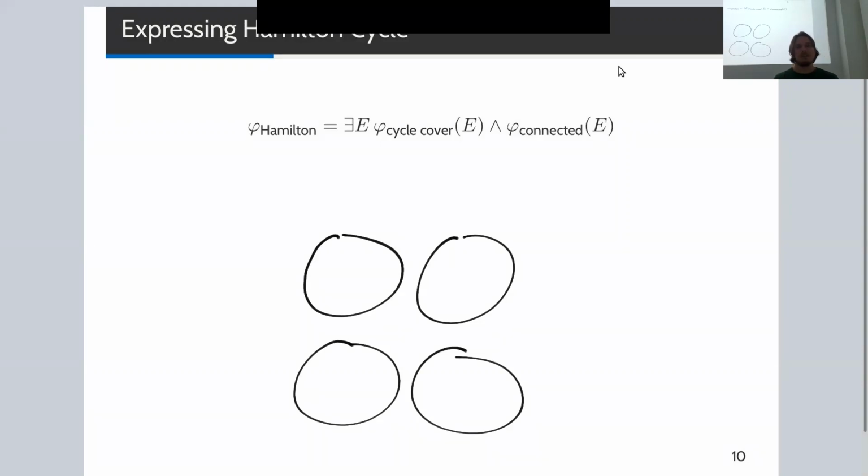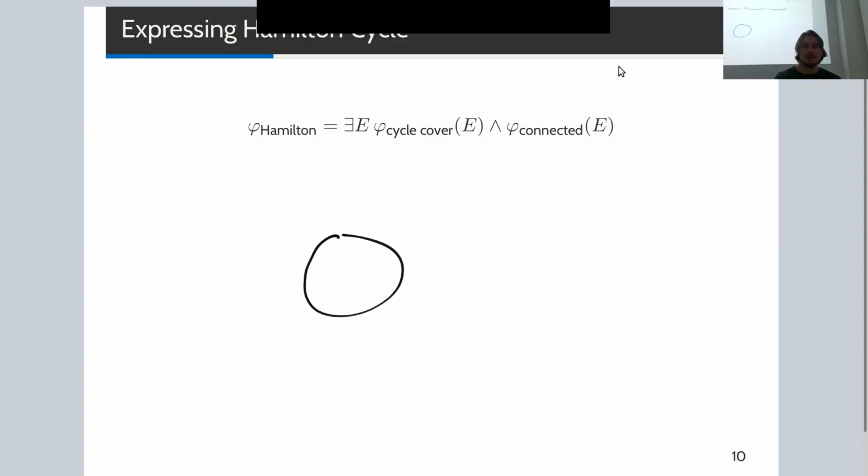And on the other hand, we also want that the edges induce a connected subgraph. And this rules out such a cycle cover where you can cover it with multiple cycles. So the only cycle cover that is left is the cycle cover that covers everything with a single cycle, which is then a Hamilton cycle.